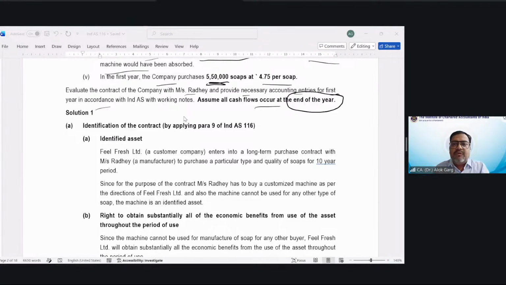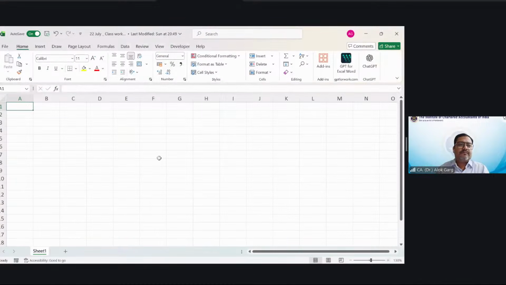Just a minute. Let me open my Excel file. I hope my Excel file is visible to everyone. Is it visible now? Question number one. Question number one of the word file.